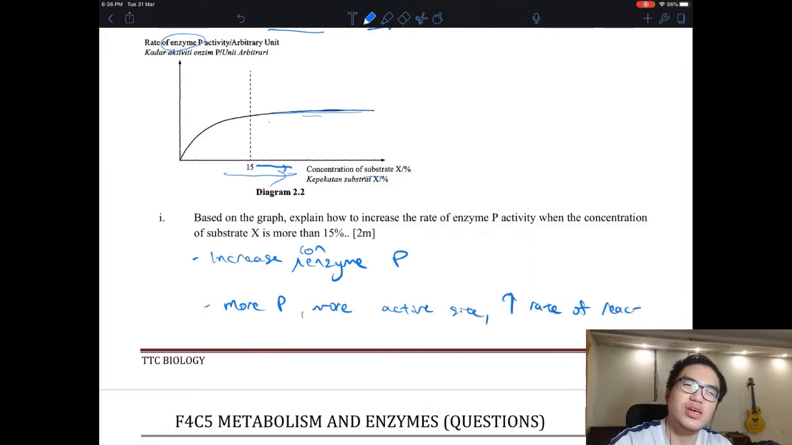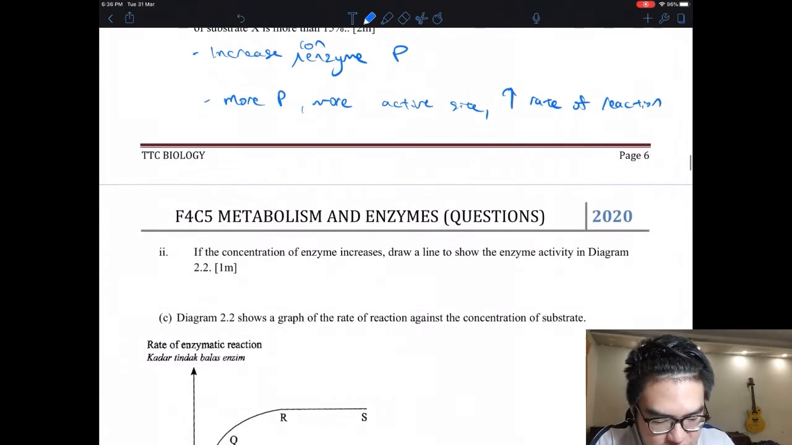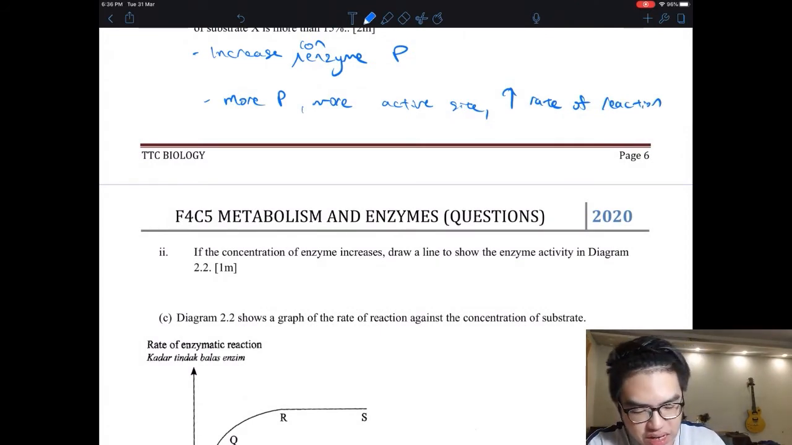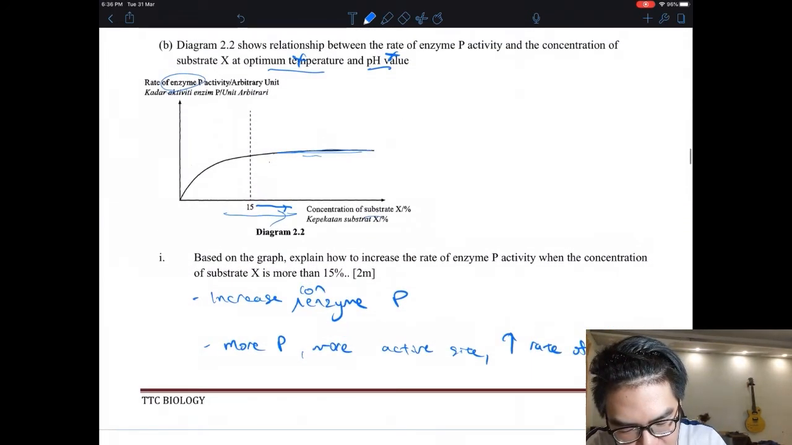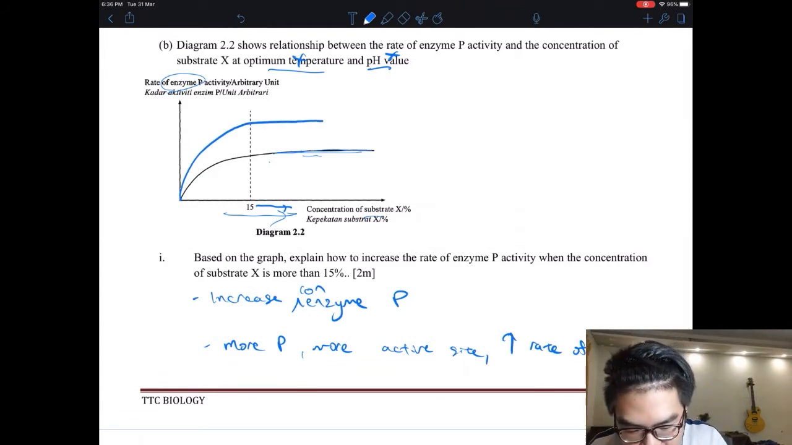Okay, of course you can write the whole thing in exam. So number 2, if the concentration of enzyme increases, so now I put more enzyme inside, draw a line to show the enzyme activity in 2.2. So the graph should look something like this. Can you see, it flattens higher because now I have more enzyme.